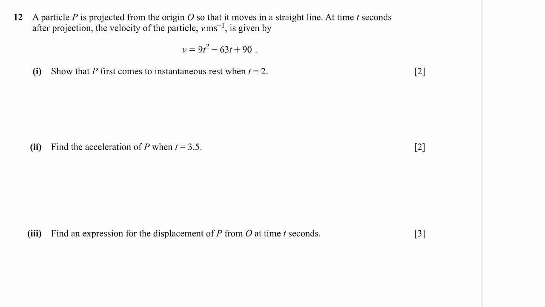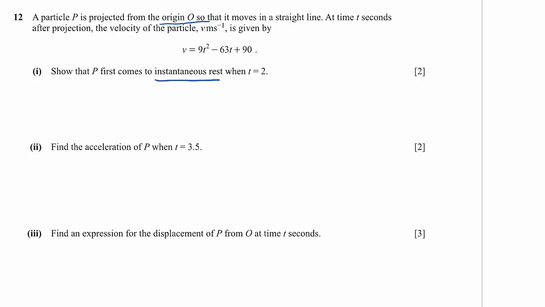Particle P is projected from the origin so that it moves in a straight line. At time t seconds after projection, and note that it was projected from the origin, the velocity of the particle is given by this. Show that P first comes to instantaneous rest when t equals 2.